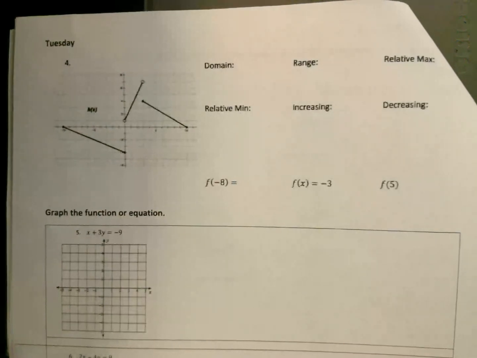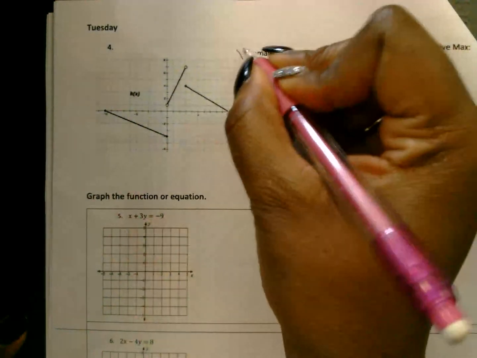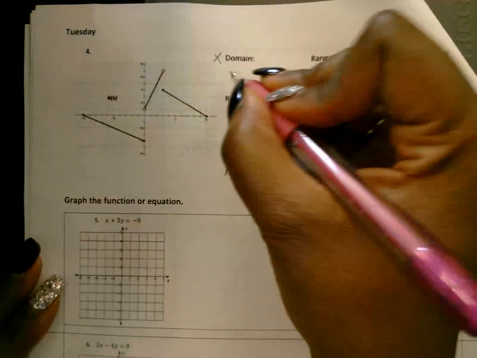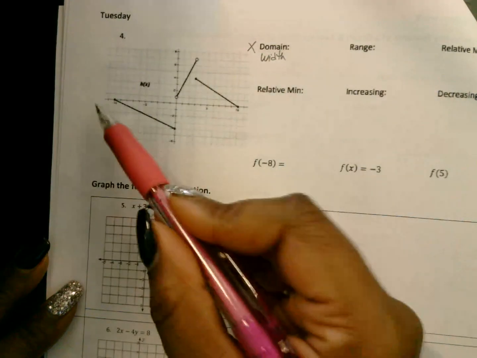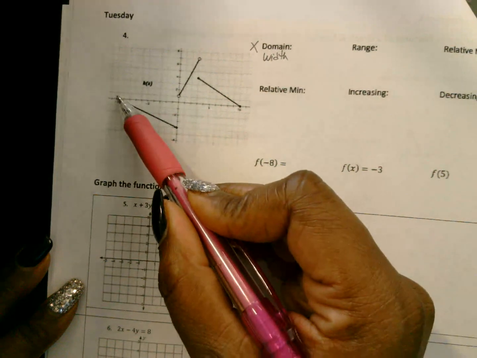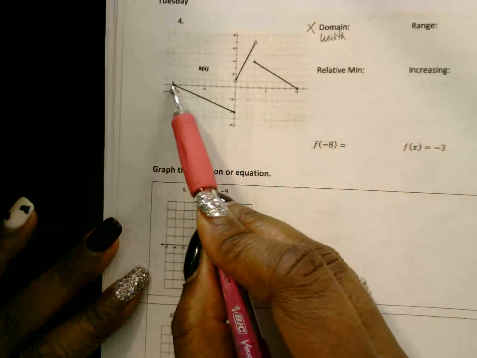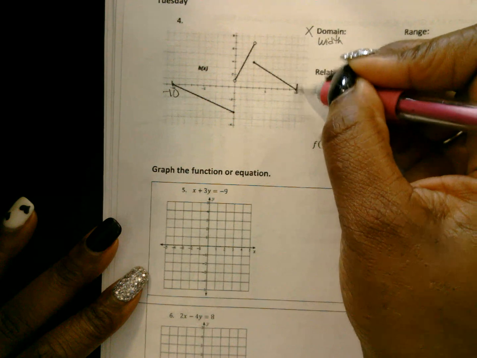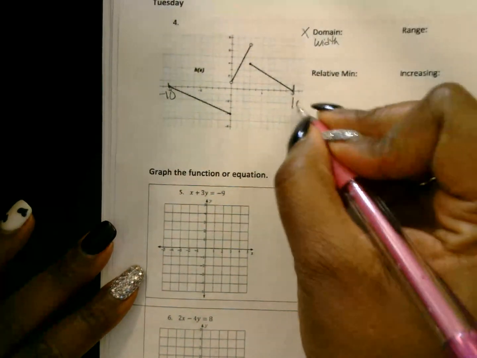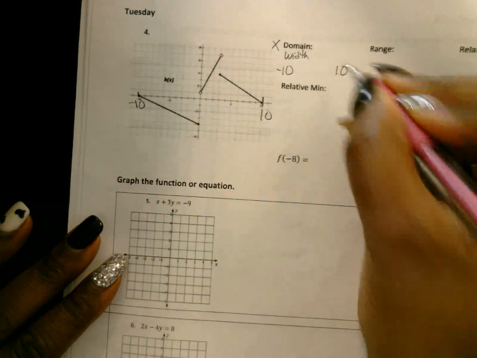So let's look at the diagram. It says the domain. What are your possible domain values? Your domain is talking about your x, and you're talking about the width. So my smallest x value is going to be here at -10. Then it goes all the way to 10. So it goes from -10 to +10. -10 is the smallest, and it goes all the way up to +10.